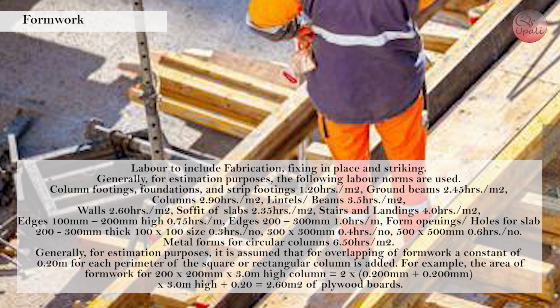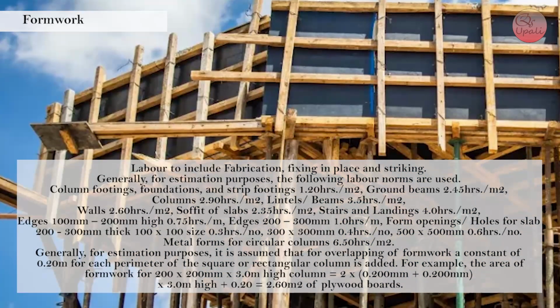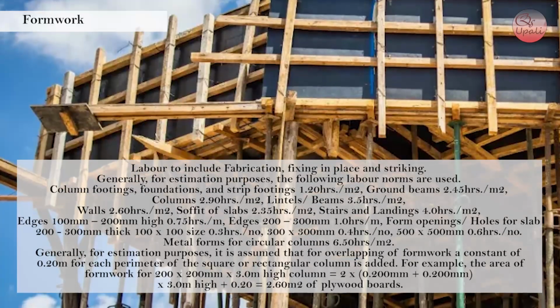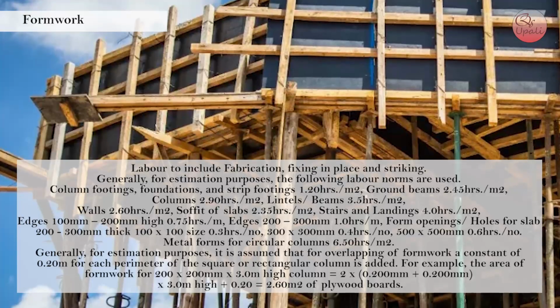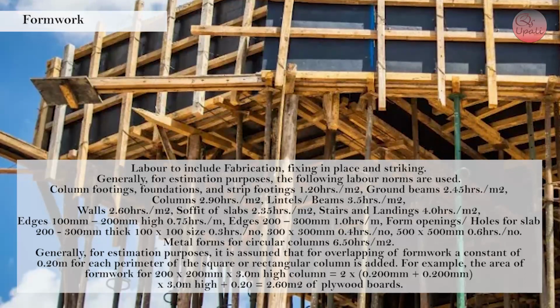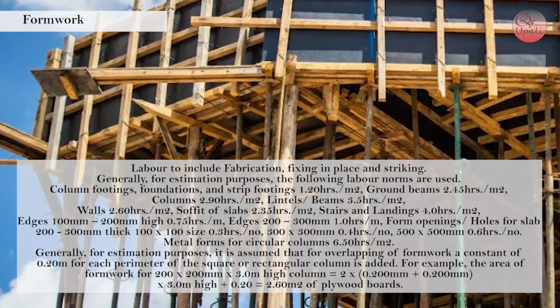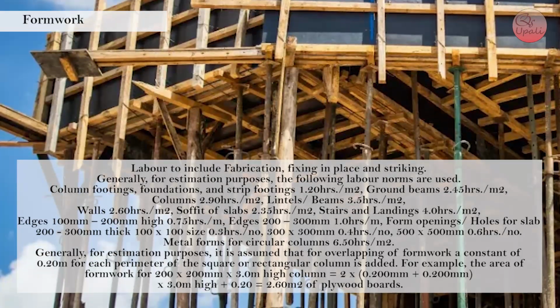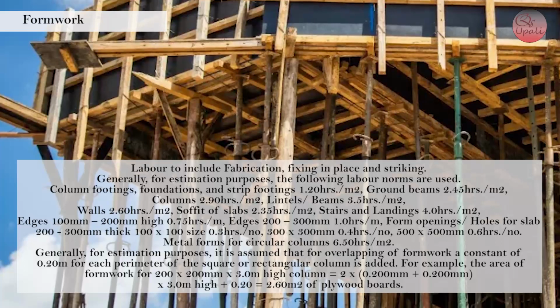Edges 100 mm to 200 mm high, 0.75 hours per meter. Edges 200 to 300 mm, 1.0 hours per meter. Form openings holes for slab 200 to 300 mm thick, 100 by 100 size, 0.3 hours per number. 300 by 300 mm, 0.4 hours per number. 500 by 500 mm, 0.6 hours per number. Metal forms for circular columns 6.5 hours per meter square.